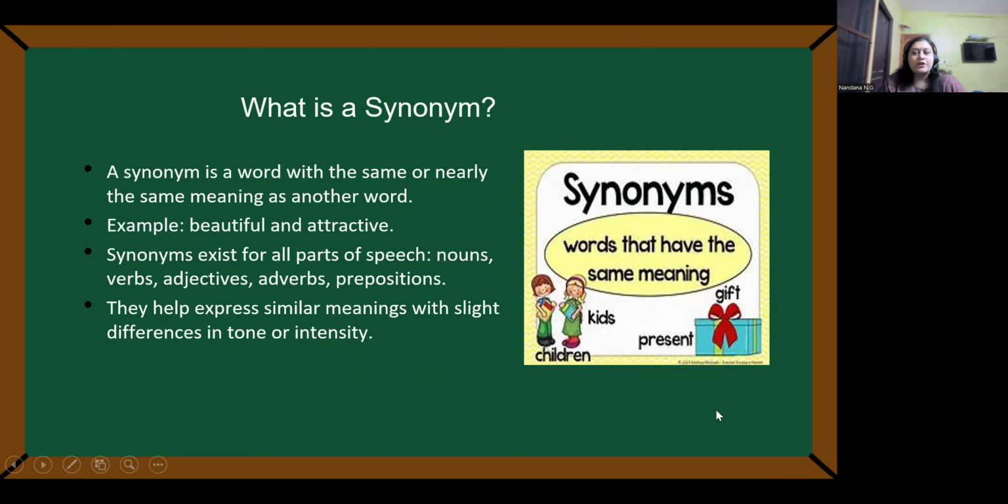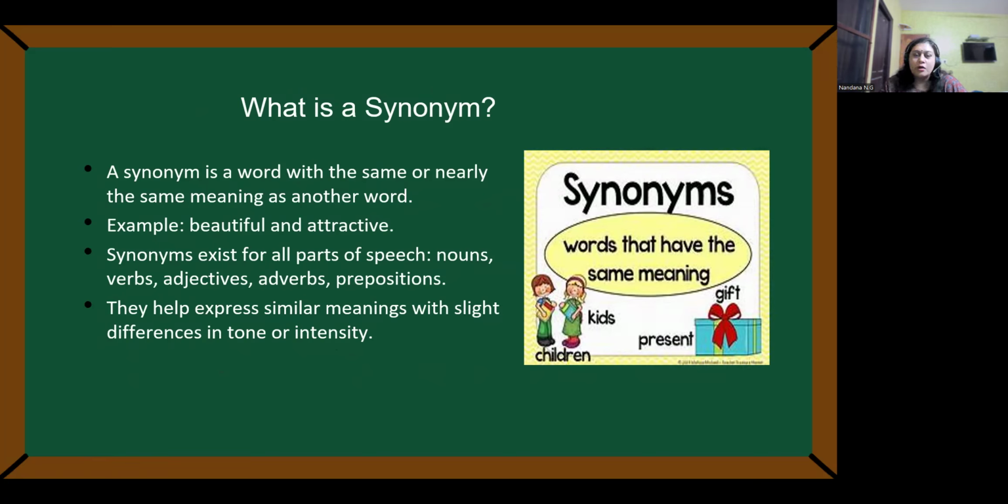First, what is the definition of a synonym? A synonym is a word with the same or nearly the same meaning as another word. Or you can also take it as a secondary word for the same. For example, beautiful and attractive. Both are different words, but they both have similar meaning. So words which are similar in meaning are known as synonyms.